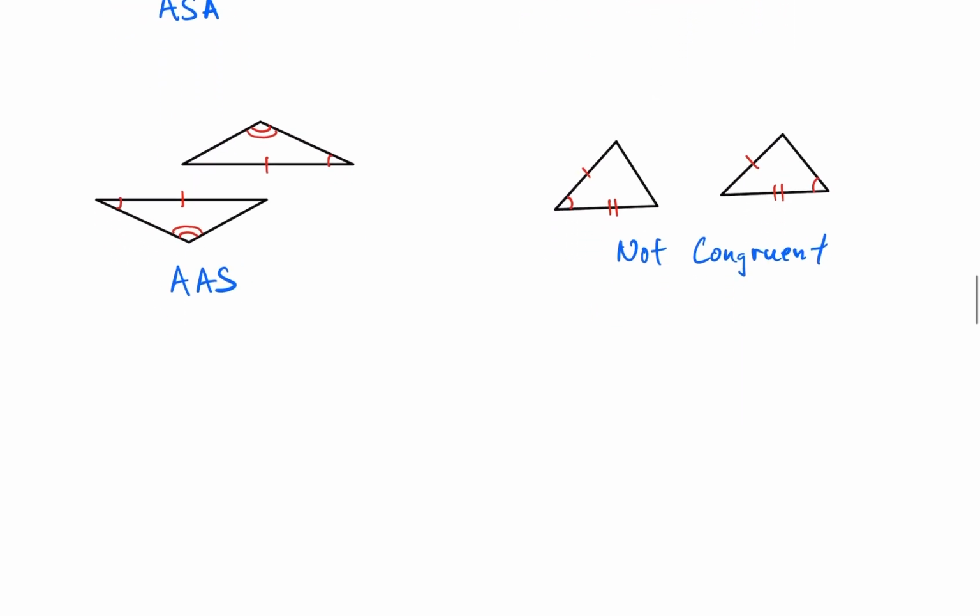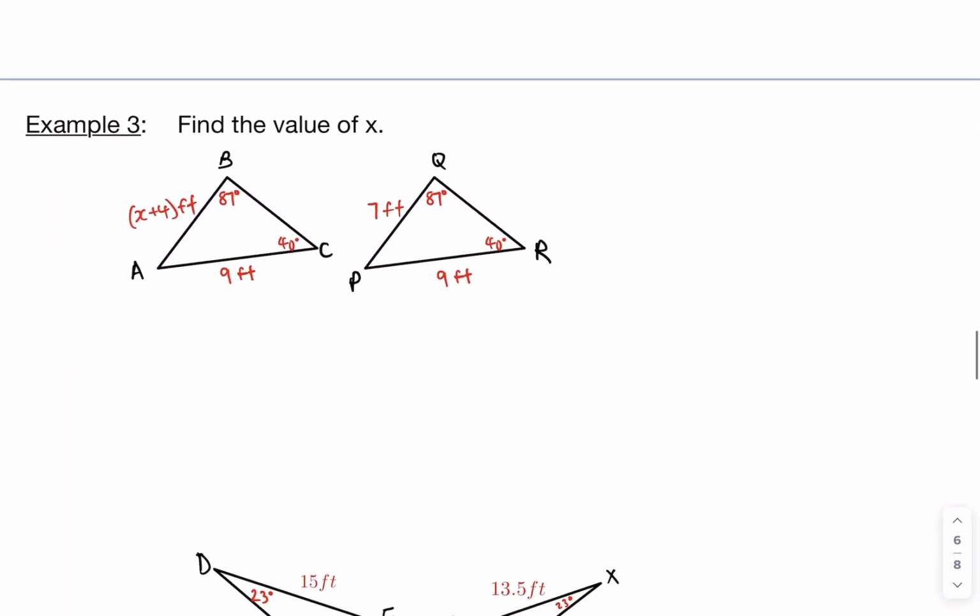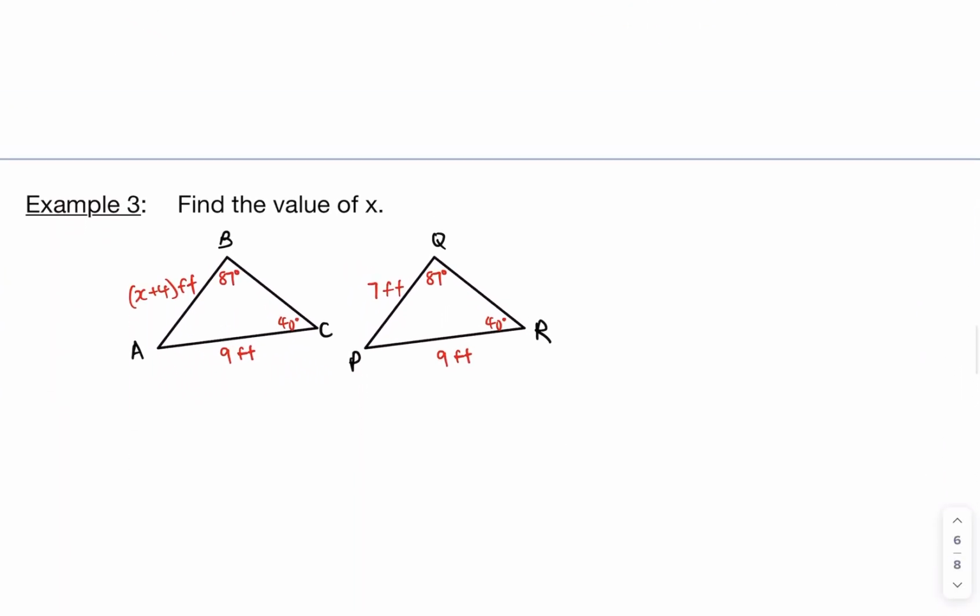Okay, so let's move on to example 3. Here we're asked to find the value of x, and in order to do that, we have to determine first if triangle ABC is congruent to triangle PQR.